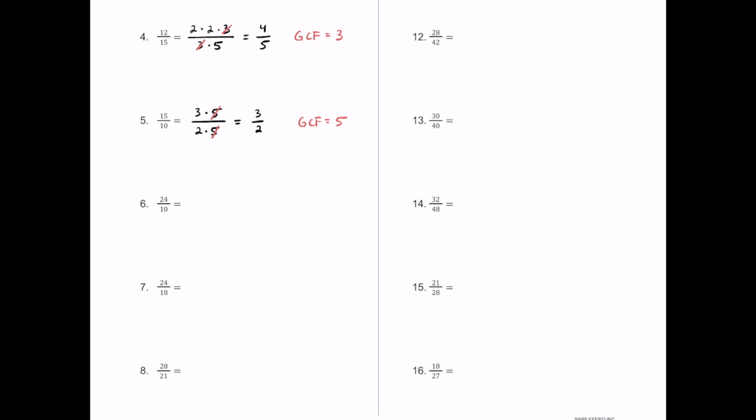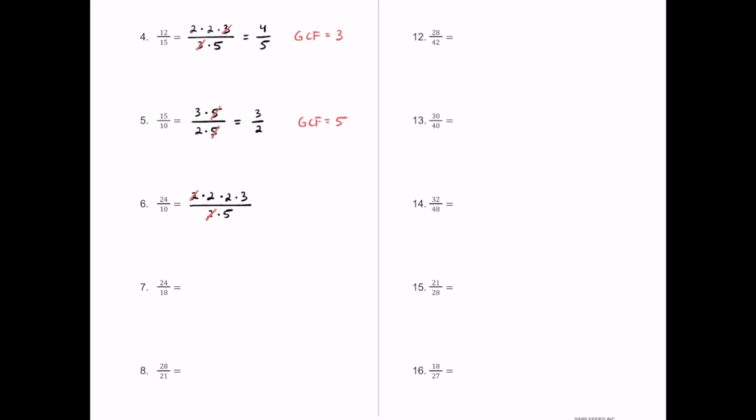For number 6, we have 24/10. 24 breaks into 2 times 12. 12 can break down into 2 times 6, and 6 can break into 2 times 3. So we have 2 times 2 times 2 times 3 for the prime factorization for 24, and for 10, we just have 2 times 5. Now, the numerator and denominator both have a 2, so we can go ahead and cross those out. And I think that's it.